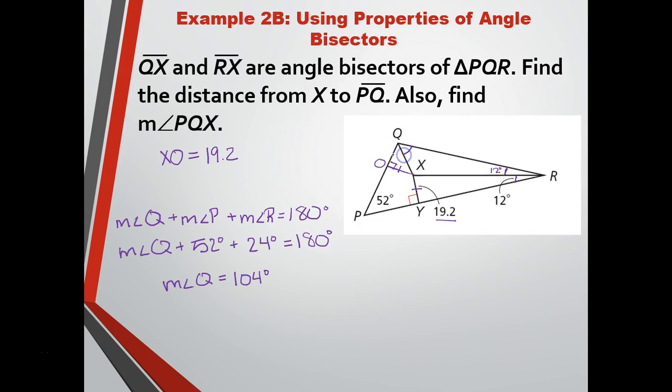Now, this angle and this angle are congruent, and so to get the measure of angle PQX, we're going to split this angle in half. So divide that by 2, and you've got what we're looking for, the measure of PQX. And that is going to be equal to 52 degrees. And we're done with that one.